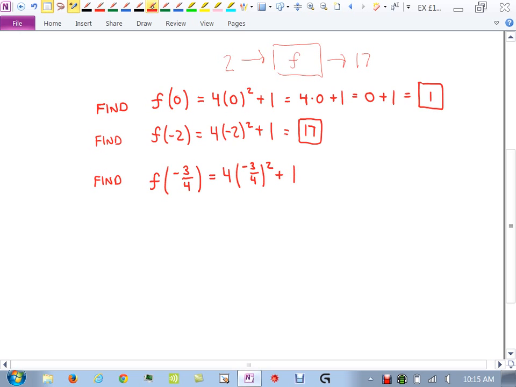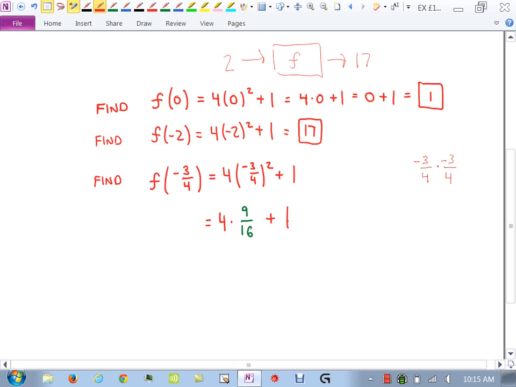And do not break out your calculator. On the side, -3/4 times -3/4 is this, right? So just multiply straight across. -3 times -3 is +9, and 4 times 4, 16. So you get 9/16. So what we get here is equal to 4 times 9/16, and then we still have the +1, don't we?